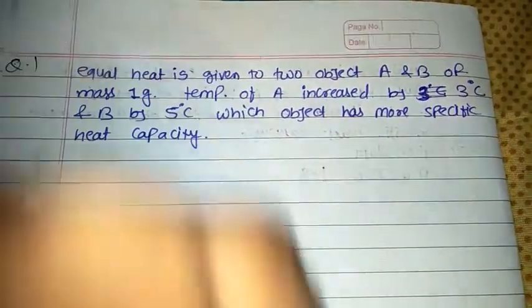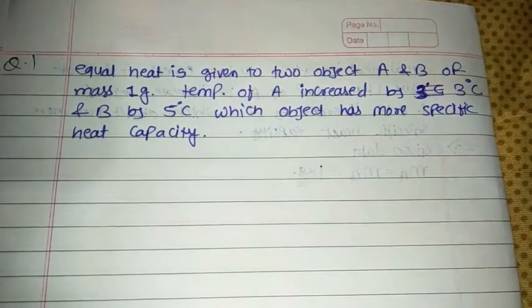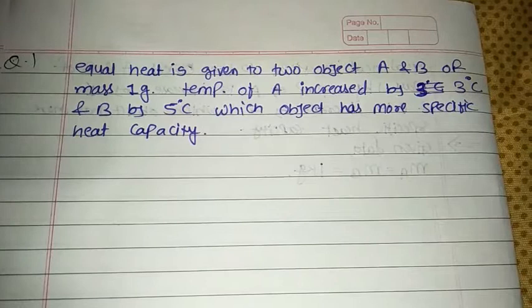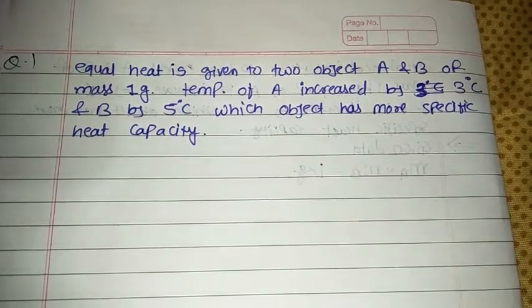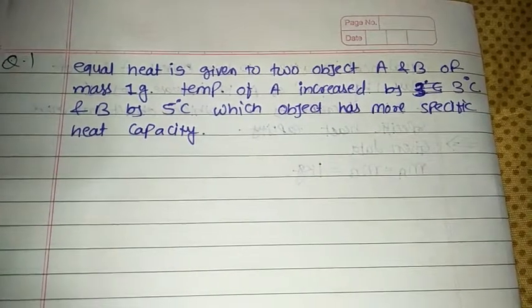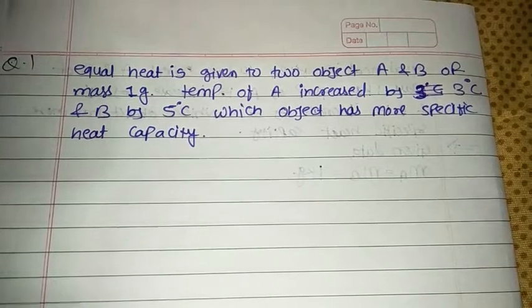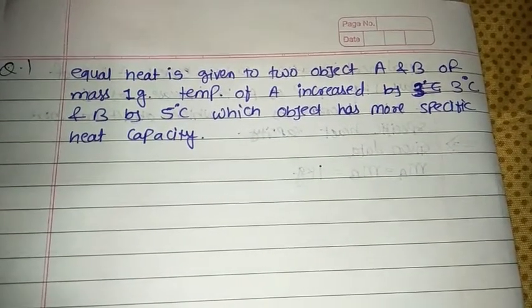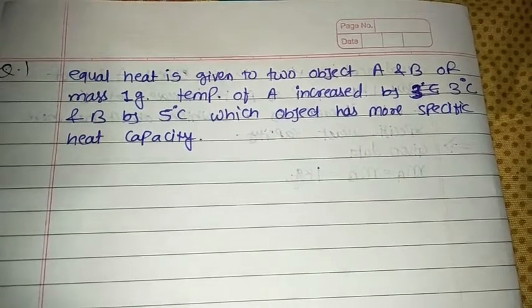See students, our first numerical is: equal heat is given to two objects A and B of mass 1 gram. The temperature of A increased by 3 degrees Celsius and B by 5 degrees Celsius. Which object has more specific heat capacity?